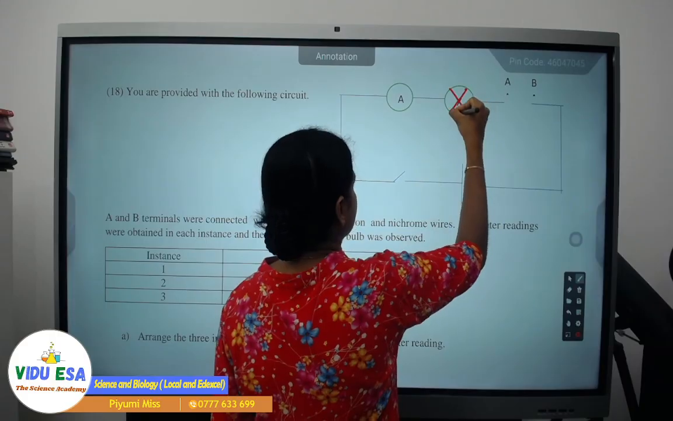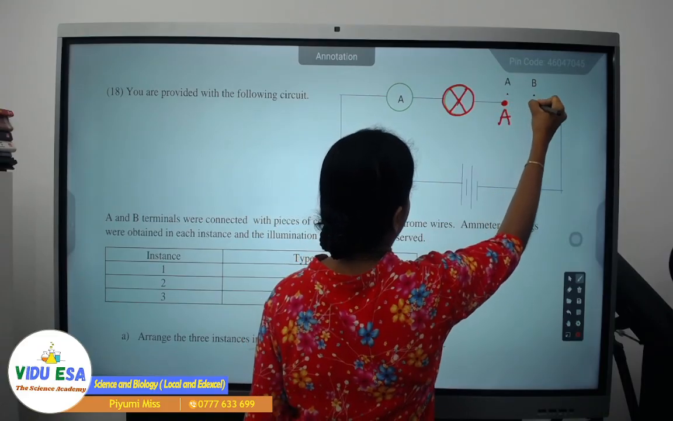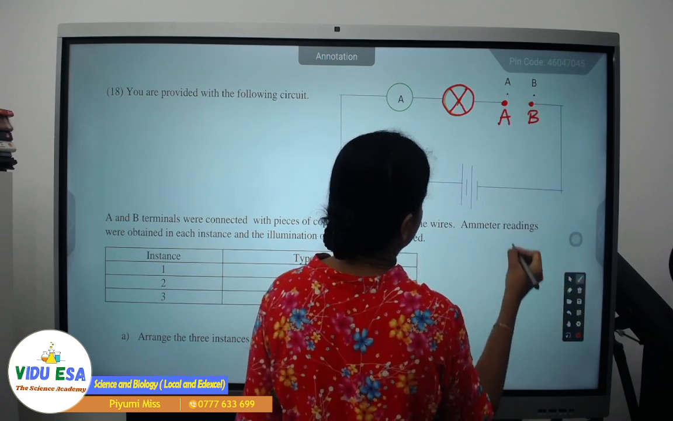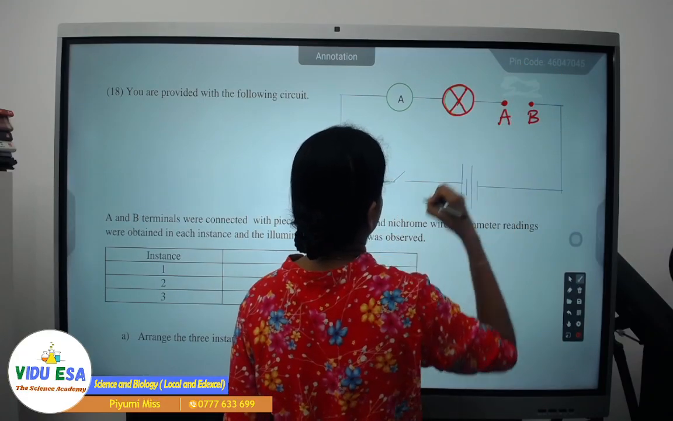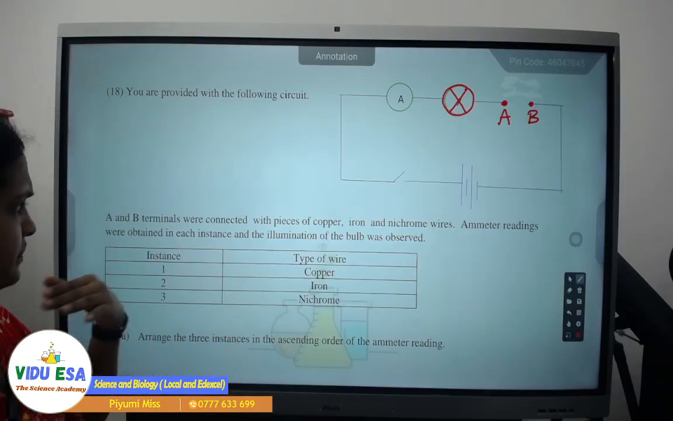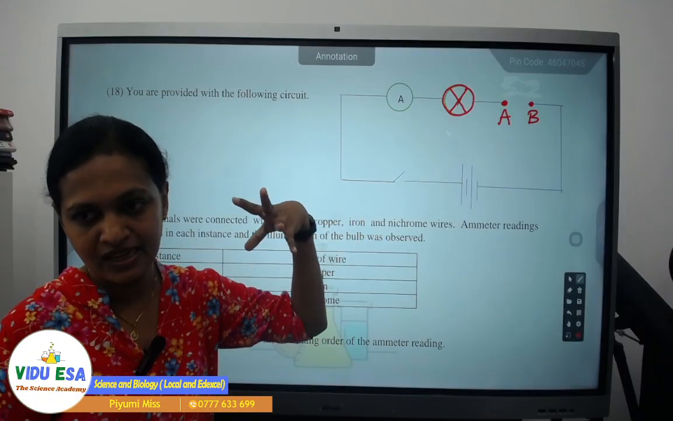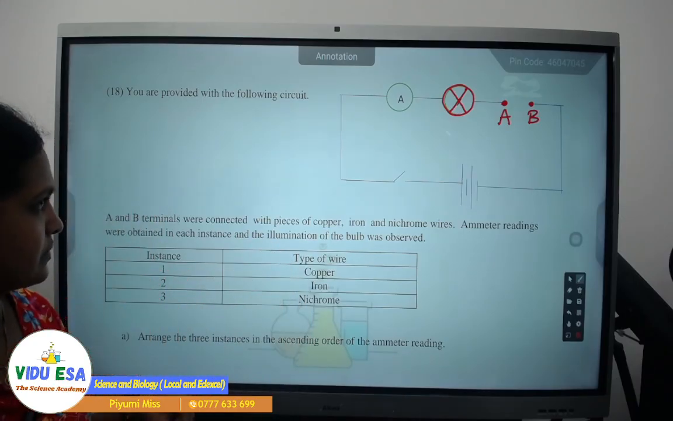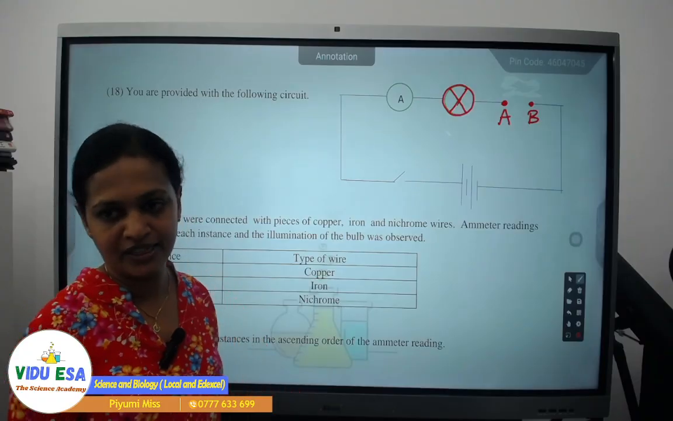Draw it properly like this. Here it is terminal A, and this is terminal B. So in between this gap, you are going to connect these three types of wires. What are the three types of wires? Yes, copper, iron, and nichrome. Then you are going to observe the illumination of the bulb. Brightness, whether it is higher or lesser, you can make a comparison. And also you measure the ammeter reading.